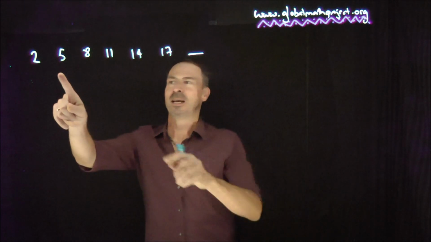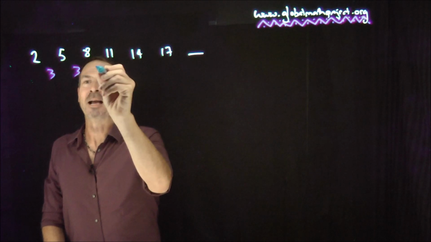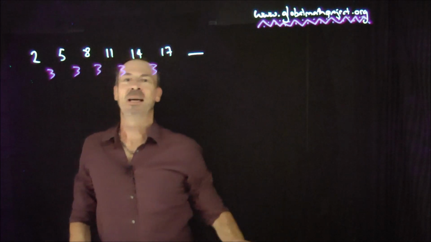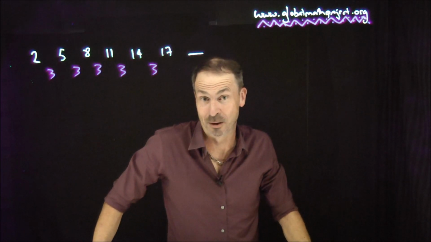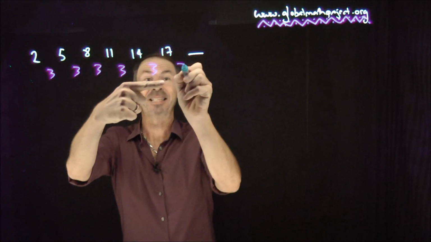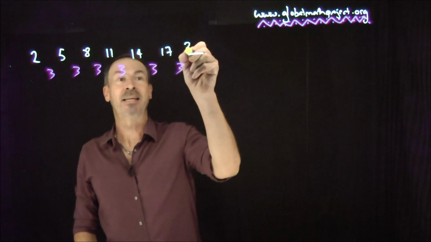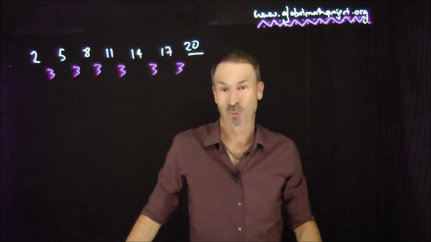You probably noticed from 2 to 5, that's up by 3. From 5 to 8, it's up by 3. Difference of 3, difference of 3. Looks like there's a difference of 3 all the way along. In which case, I'm going to trust this pattern of 3s here. I bet the next thing is also a difference of 3. And if I make that guess, that means the next number is indeed 17 plus another 3, 20.